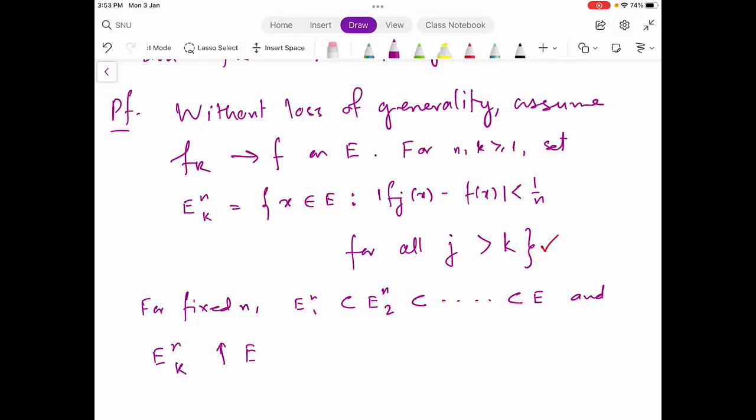E_{n,k} actually increases to E as k goes to infinity, because the sequence f_j goes to f everywhere on E. Okay, so it's an increasing sequence of sets going to E. So mu of E is equal to the limit of mu of E_{n,k}, because mu is a measure.